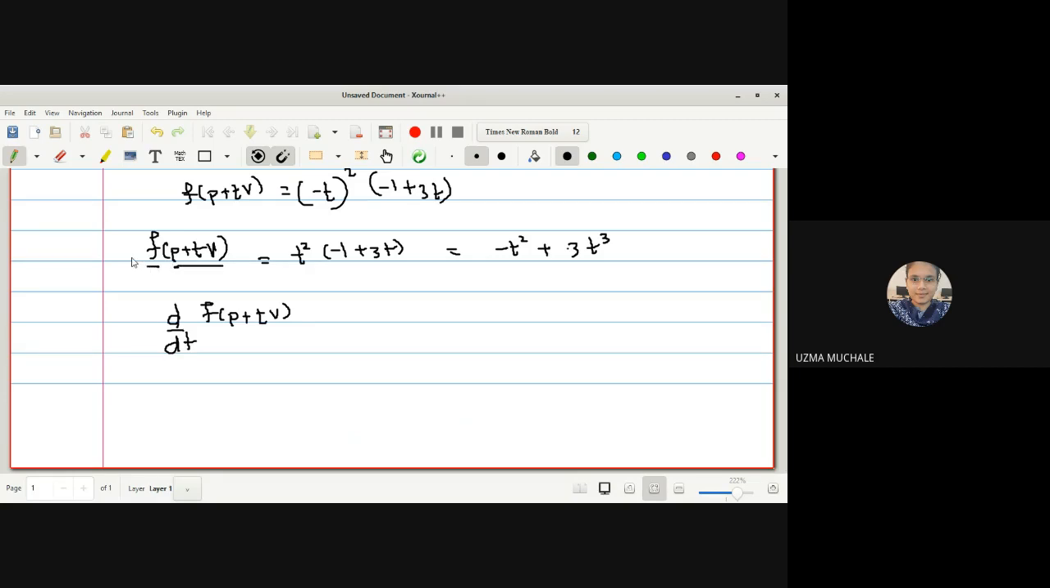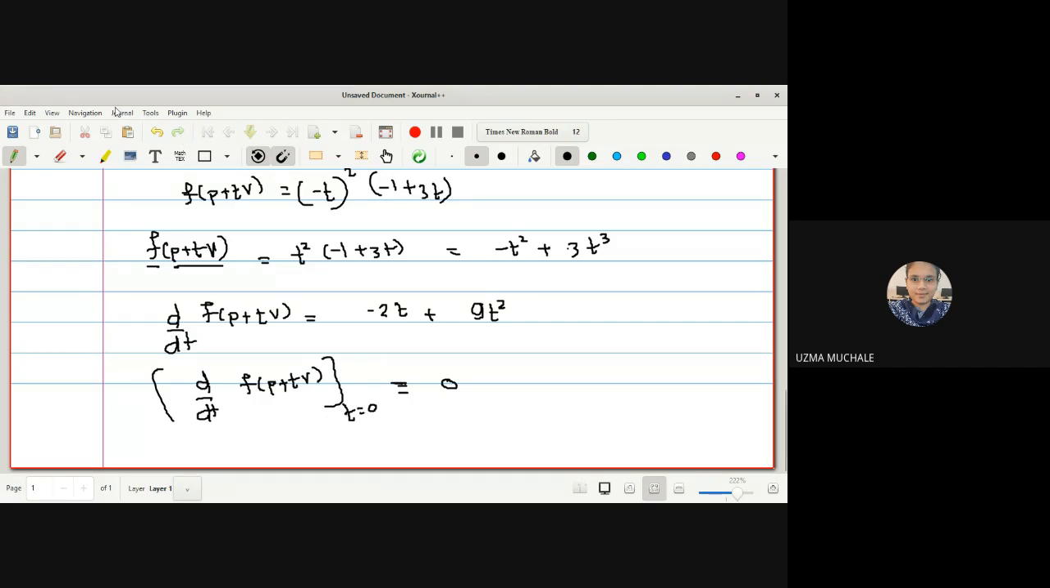Whatever the coordinates of p plus tv may be, you first write down your function f, and then see what x, y, z are in your p plus tv, and accordingly write down f of p plus tv. Let me find the derivative with respect to t. What is the derivative of this? It is -2t plus 9t squared. Now we substitute t equal to 0 so that we can find the initial rate of change of function f at point p in the direction of v. After putting t equal to 0, it will be equal to 0.